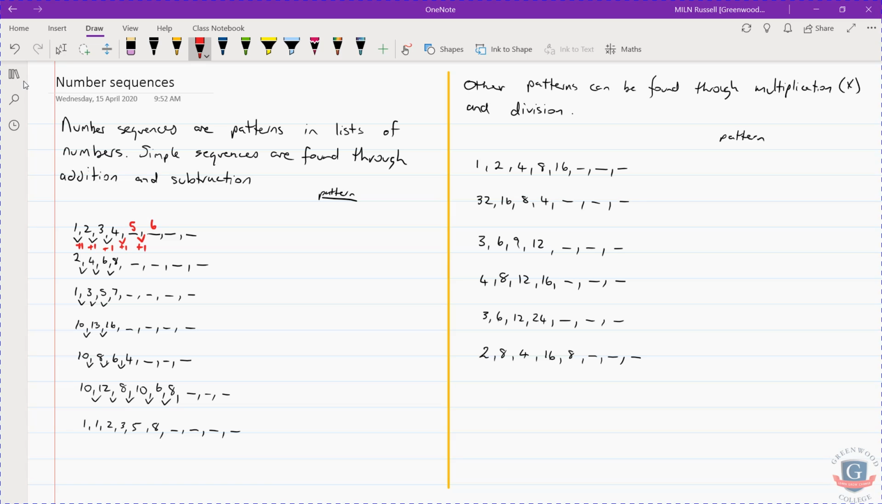Add 1 more, I make 6. Add 1 more, I make 7. And add 1 more, I make 8. Rather simple pattern, just consecutive numbers.